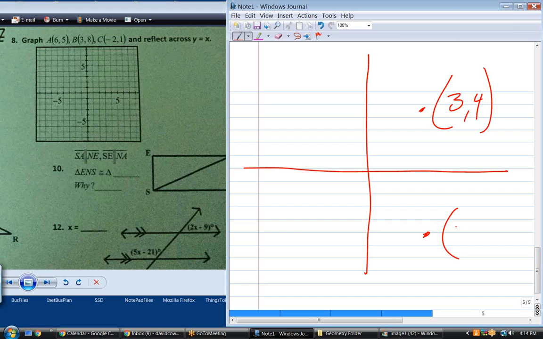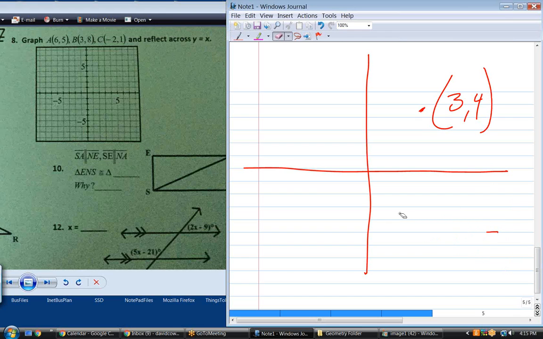Okay, so wouldn't you flip them? So now look at it. What's the x coordinate on that? Is it positive or negative? It's positive. What's the y coordinate on it? Positive or negative? No, it's below the x-axis. Oh, so it'd be negative. So that's what happens when you reflect over the x-axis. All you do is change the sign on the y-coordinate.